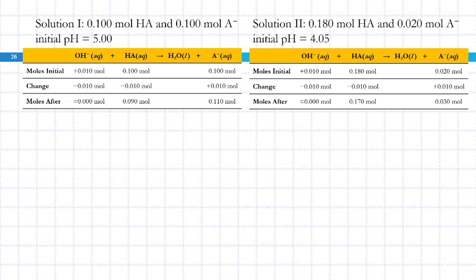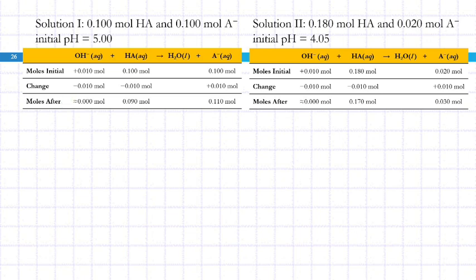So we can do this calculation. We look at our initial moles. So we are adding 0.010 moles of sodium hydroxide. So that goes first in our chemical equation here. That's going to react with the acid part of the buffer. We've got 0.1 moles of that. It's going to produce water and the conjugate base. And we also have 0.1 moles of that to start with.